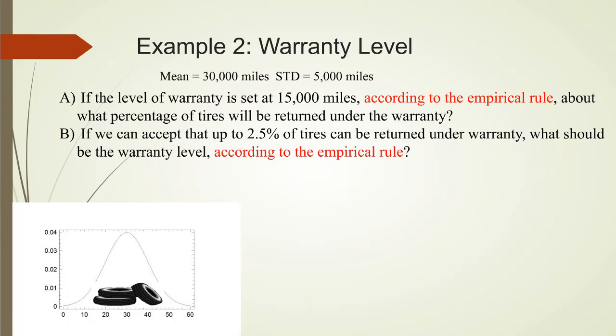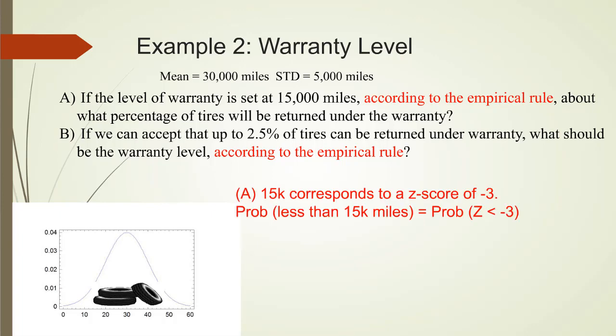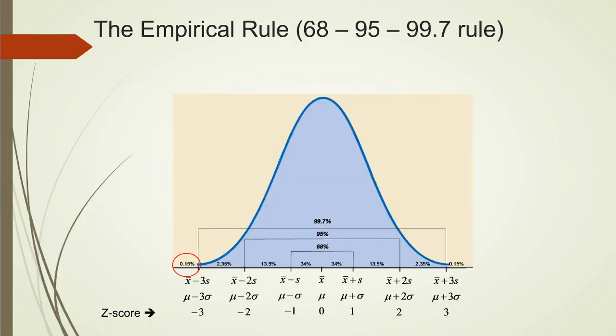In example 2, we are looking at the mileage of tires, which is assumed to follow a normal distribution, with a mean of 30,000 miles and a standard deviation of 5,000 miles. 15,000 miles is 3 standard deviations under the mean, so it has a z-score of -3. The percentage of tires that will be returned under the warranty is the same as the probability of having a z-score that is less than -3. Using the empirical rule, that is 0.15%.